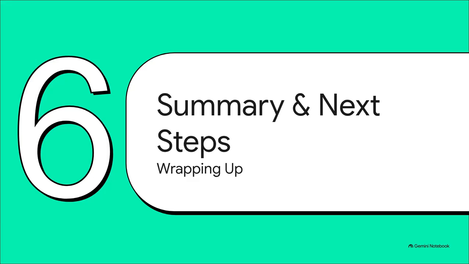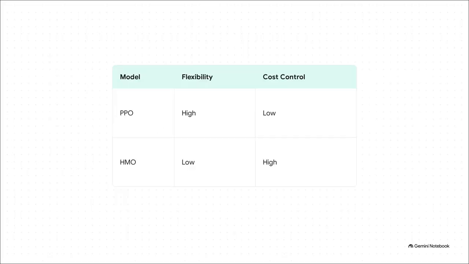Wrapping things up today with Section 6, Summary and Next Steps. So, to boil down these structural trade-offs as clearly as possible, flexibility and cost control are basically on a seesaw. They are inversely related. PPOs give you high flexibility, no referrals needed, out-of-network options, but they offer very low cost control, which means higher premiums. HMOs are the exact opposite. They offer very low flexibility thanks to the strict gatekeeper and the closed network, but they provide incredibly high cost control, giving patients much lower premiums and often zero copays.